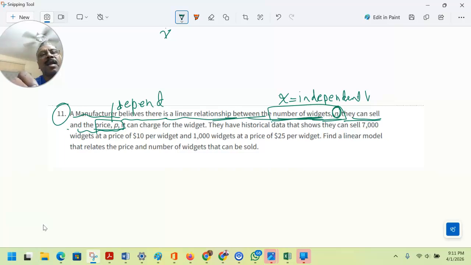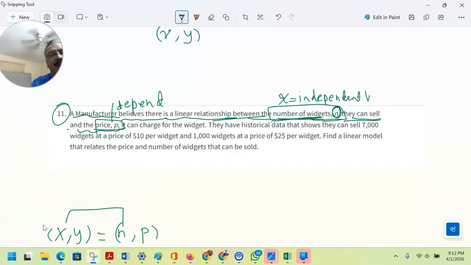So when you write x and y, instead of x and y they are giving us n and p. So x stands for n and y stands for p. Now, let's see what they gave us.